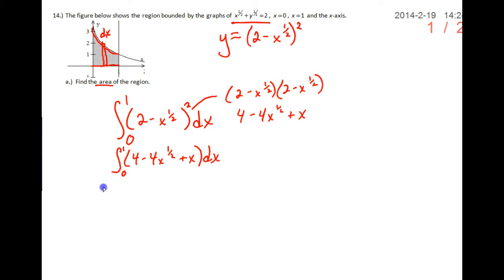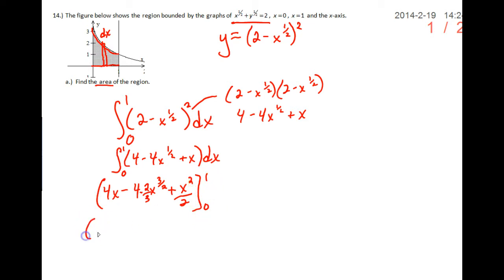Alright, so the integral of 4 is 4x minus 4 times the integral of x to the 1/2. What is the integral of x to the 1/2? That is x to the 3/2 divided by 3/2, or multiplied by 2/3, and then plus the integral of x, which is x squared over 2, evaluated from 0 to 1. Notice what I've been saying all along is that the numbers that you're going to plug in are actually very simple numbers, 0 to 1, right?